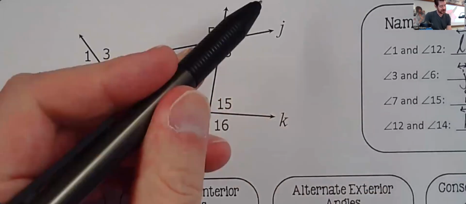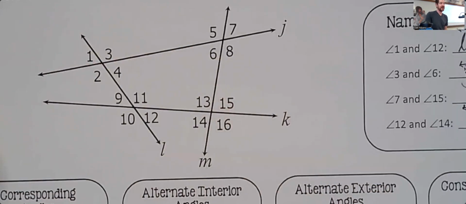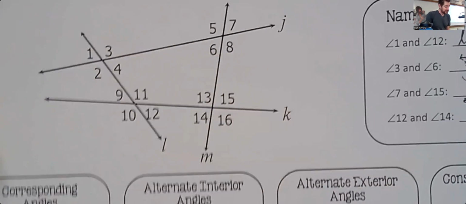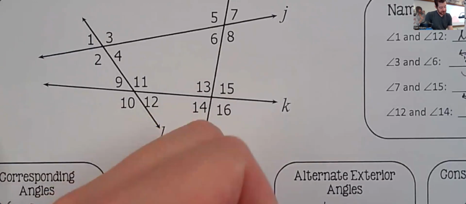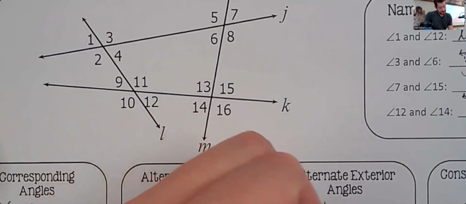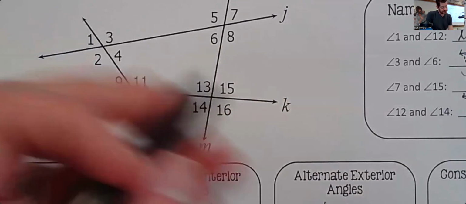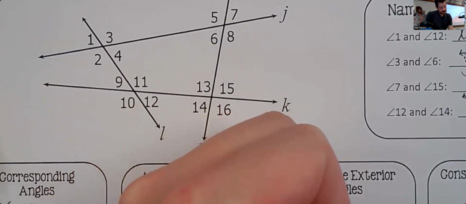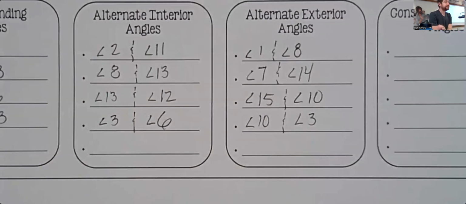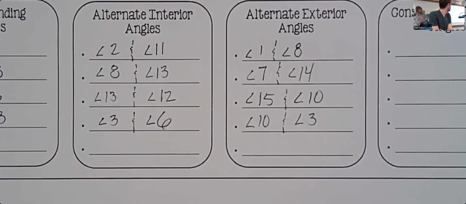So we've got J and M. Now we need one from L and one from K. 15 and 10, that would be from K. And then for L, 10 and 3. Yeah, 10 and 3 works as well. There we go. Get ourselves one example from each transversal.